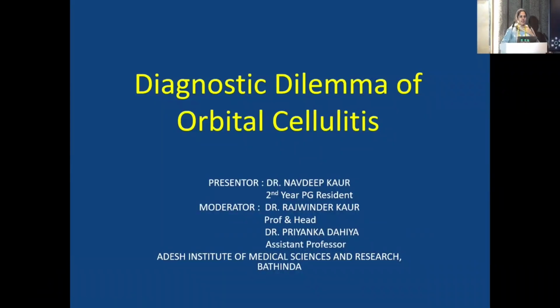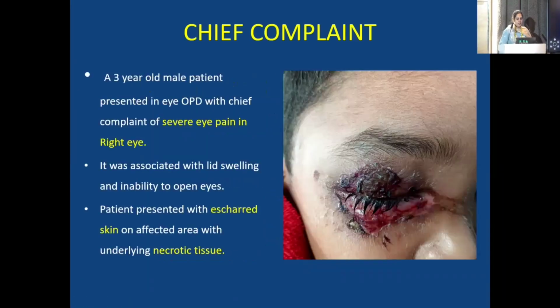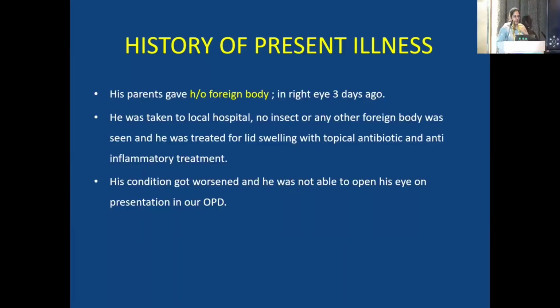Good morning, everyone. I'm presenting a case on diagnostic dilemma of orbital cellulitis. A 3-year-old male patient presented in OPD with chief complaint of severe eye pain in right eye. It was associated with lid swelling and inability to open the eyes. Patient presented with fissured skin on the affected area with underlying necrotic tissue. His parents gave the history of foreign body in right eye 3 days ago.